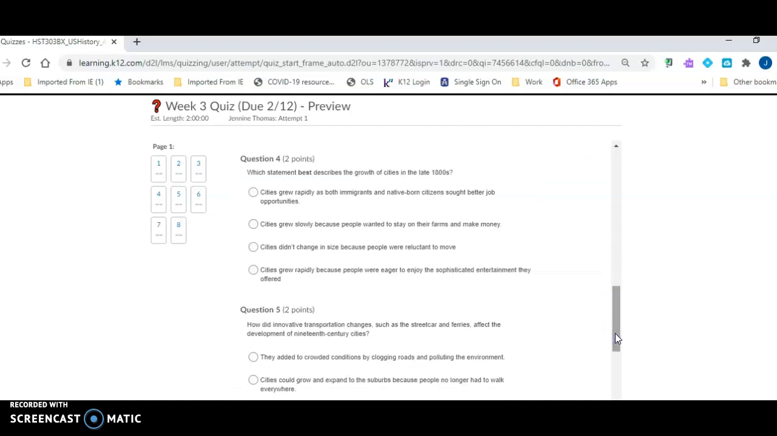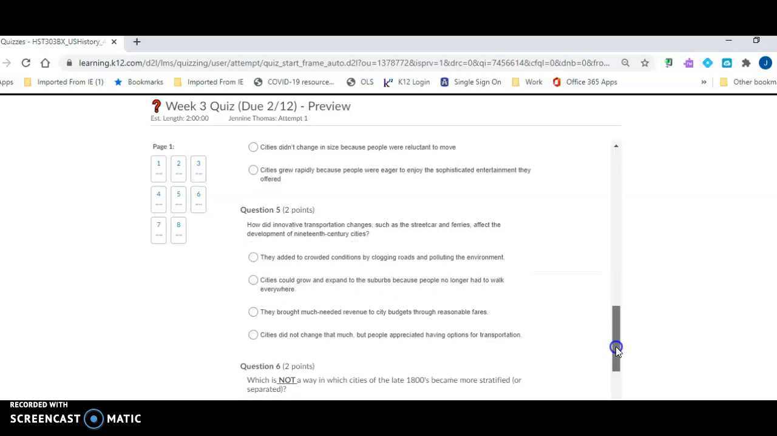Number 4. Which statement best describes the growth of cities in the late 1800s? Cities grew rapidly as both immigrants and native-born citizens sought better job opportunities. Cities grew slowly because people wanted to stay on their farms and make money. Cities didn't change in size because people were reluctant to move. Cities grew rapidly because people were eager to enjoy the sophisticated entertainment they offered.